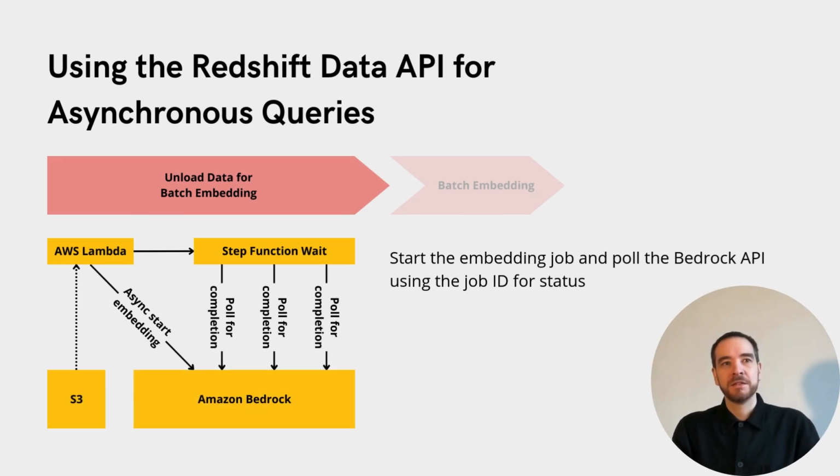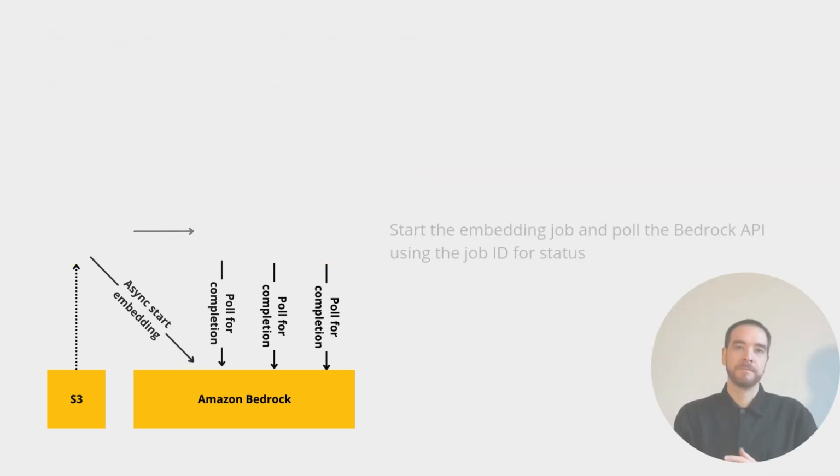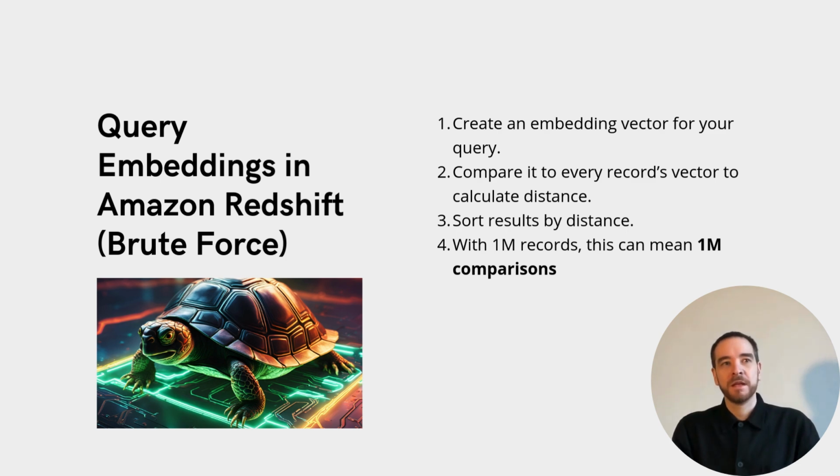Handling large-scale embedding jobs may take time, so asynchronous processing is key. By using the Redshift Data API, you can kick off an embedding job through Bedrock and periodically poll for the job status. This approach keeps your system responsive while the embedding tasks run in the background. Once complete, you'll get the results and can move on to the next steps, like storing or analyzing those embeddings in Redshift.